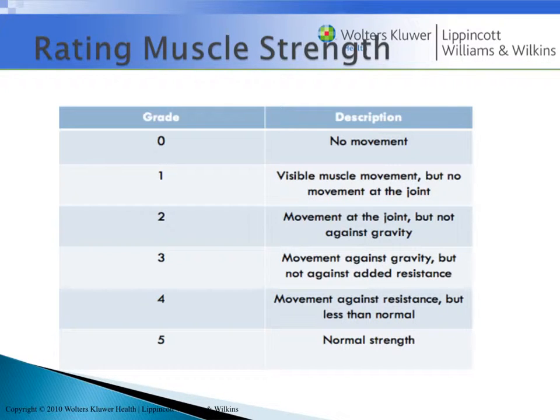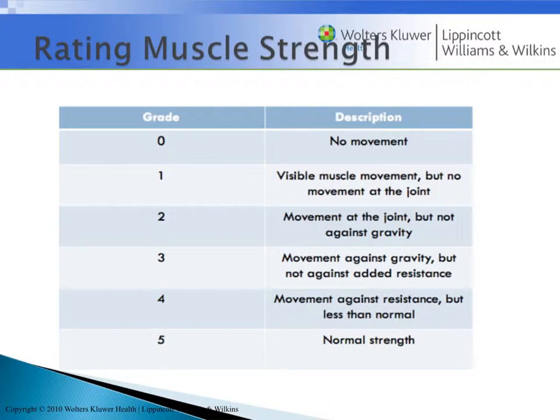It's on page 518. So again, 5 out of 5 would be a normal strength. 4 out of 5 would be what we would call maybe some slight weakness. 3 out of 5 is they can move it against gravity, so they might be able to raise their arm up, but if you push against it, their arm would fall back down. So that's what we say when a 3 out of 5, movement against gravity, but not against added resistance.